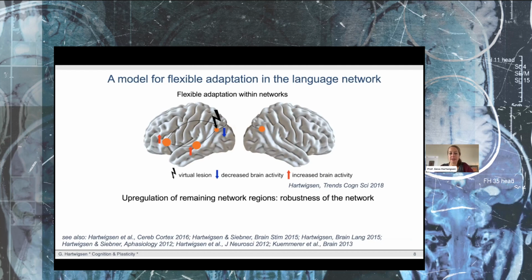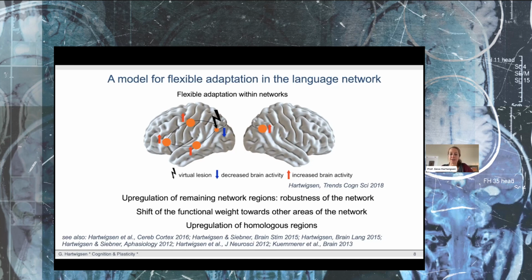And now, in turn, the other areas of the network may show an upregulation, so a stronger contribution of the task, stronger task-related activity, which would point toward a certain robustness of the network. Alternatively, or additionally, we sometimes also observe a shift of the functional weight towards other areas of the network. These may be areas that did not strongly contribute before the perturbation, but are unmasked in their contribution and now play a stronger role. And finally, as illustrated before, we also often see an upregulation of homologous areas. So in case of language, mainly the homologous areas of the right hemisphere.